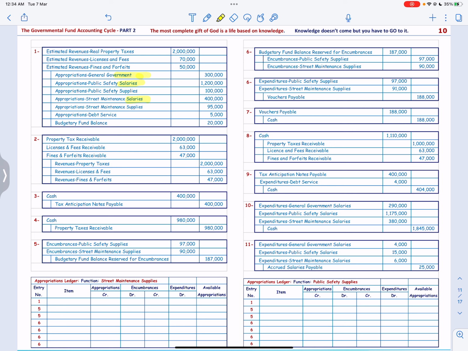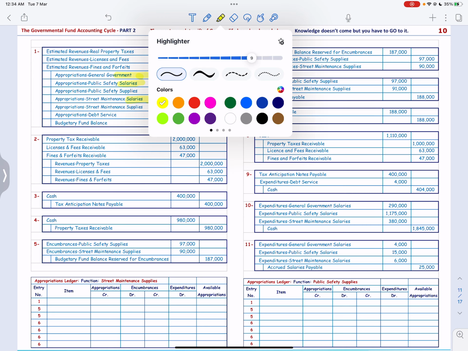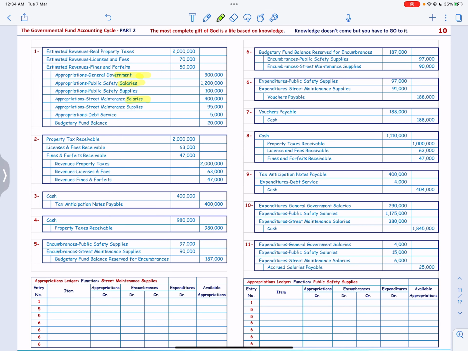But coming to the appropriations for supplies and street maintenance, we have street maintenance over here, and we will look into all the general entries that are there. First of all, we have the budget, and the budget was 95,000. So we have an appropriation of 95,000.